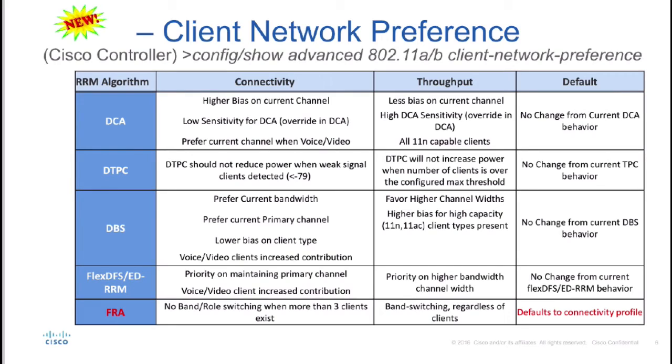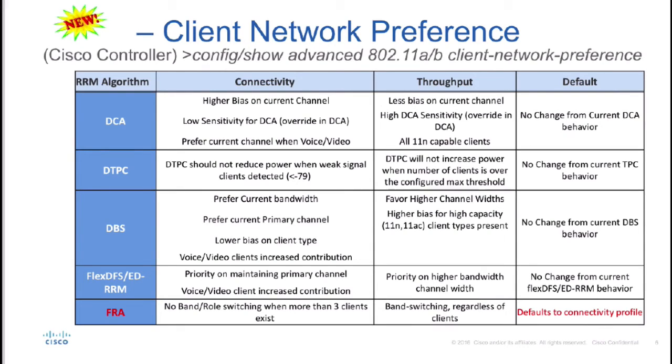Now, you can override this in DCA. Just setting this command, if you only want DCA to still run at medium, you can go to the GUI on DCA and select medium, and it will override that part of the connectivity profile.